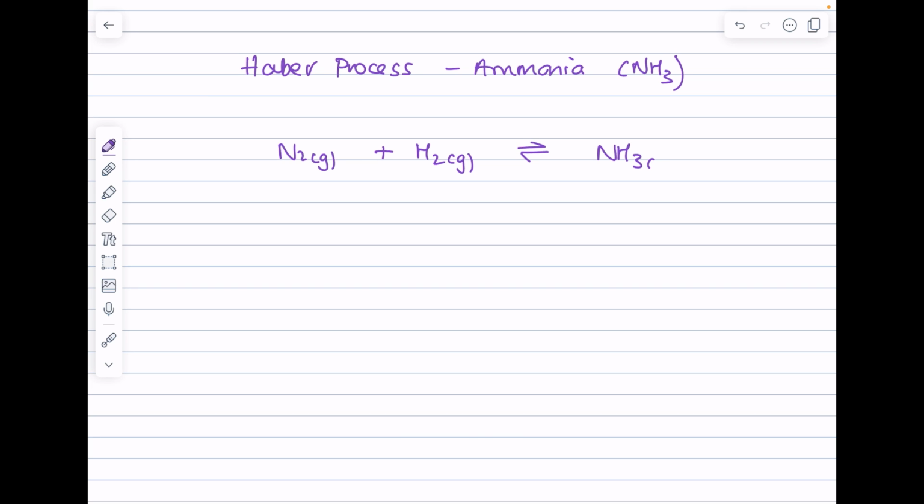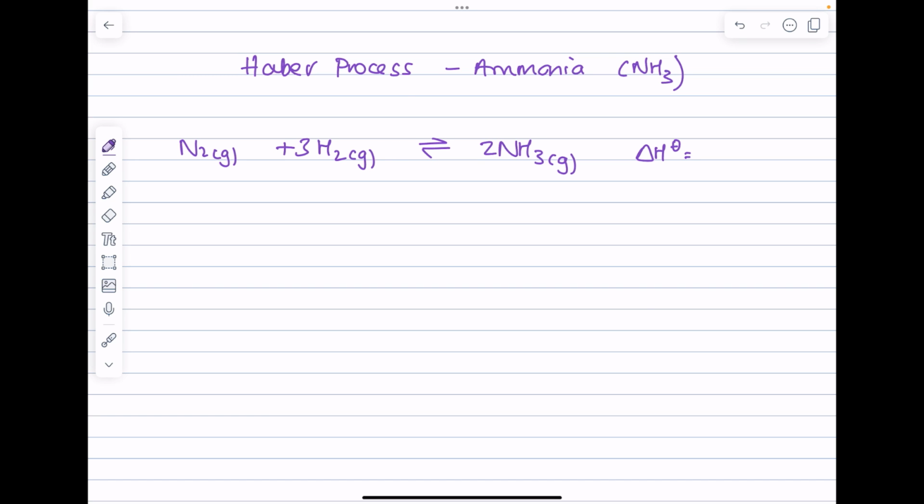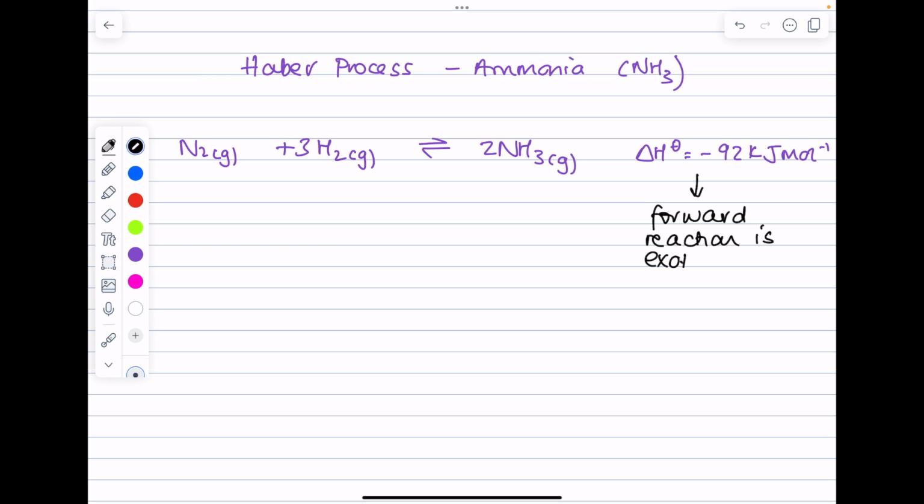You'll be familiar with the Haber process, I'm sure. This is the manufacture of ammonia, NH3, and it involves nitrogen gas reacting with hydrogen to produce the ammonia. Make sure that that's balanced, and delta H here is minus 92 kJ per mole. And that's incredibly important, remember, because that tells us that the forward reaction is exothermic, which means the reaction gets hot.